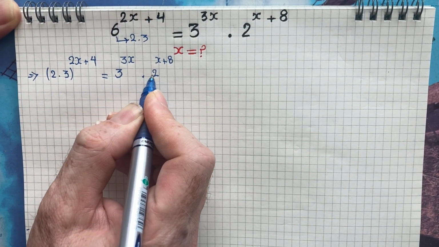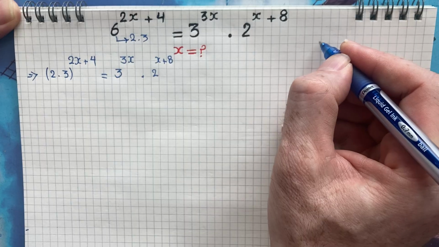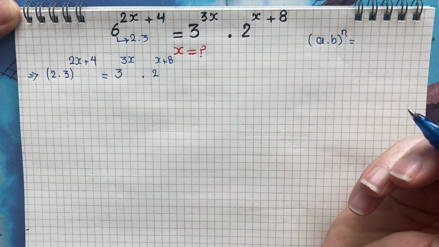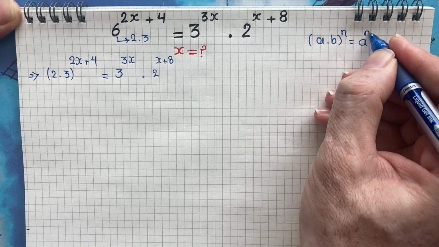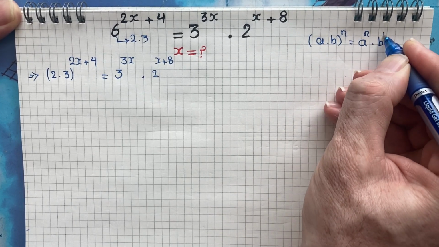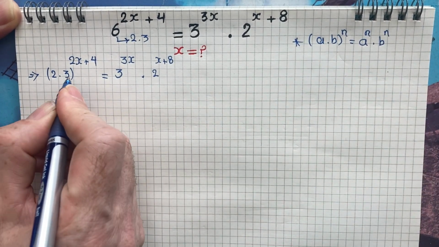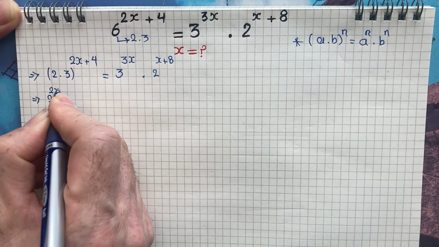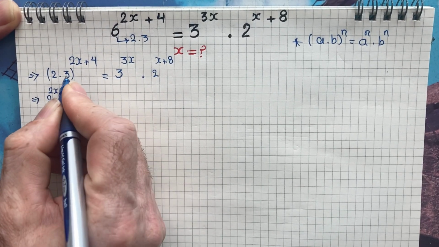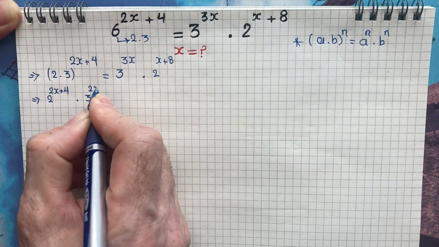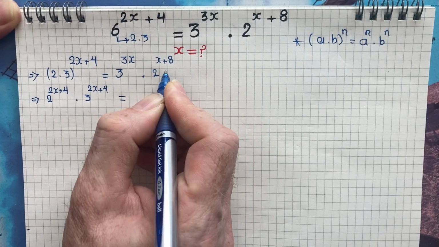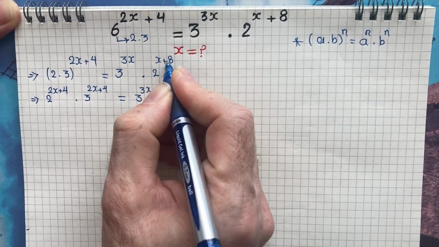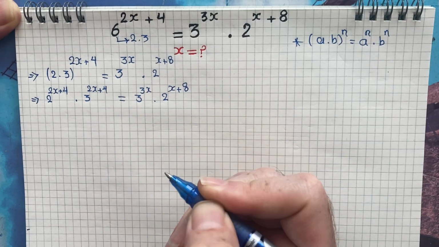Now in this moment, I'm gonna follow this math rule that says if we have (a times b) raised to n, it can be written in the form of a raised to n times b raised to n. So this one is gonna be, let me write it here, 2 raised to 2x plus 4 times 3 raised to 2x plus 4 equals 3 raised to 3x times 2 raised to x plus 8.